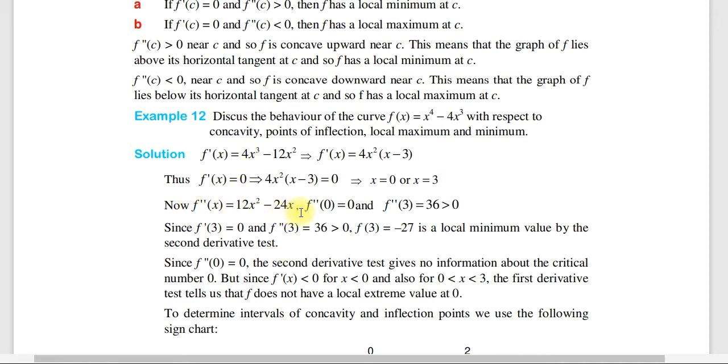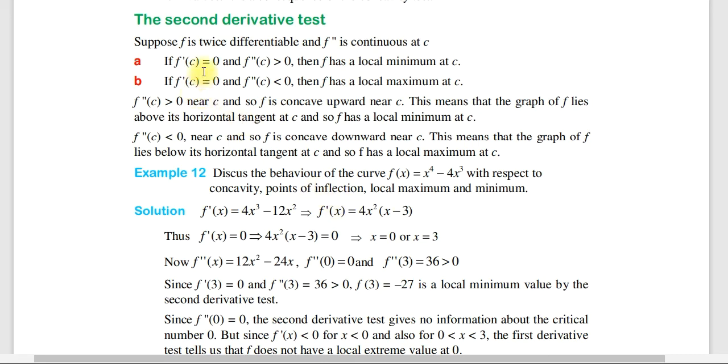Okay? Now look here to make it clearer. f prime at 0 is 0 and f second derivative at 0 is 0. Let us look at 3 as well: the first derivative of f at 3 is 0, and the second derivative at 3 is 36. So by our definition, f prime at 3 equals 0, and since the second derivative at 3 is 36, greater than 0, there is a local minimum value. So f of 3 is the local minimum, that is minus 27, which is the local minimum value by the second derivative test.